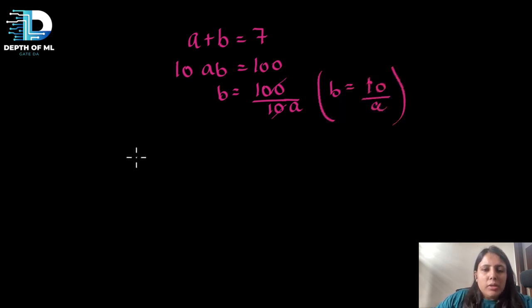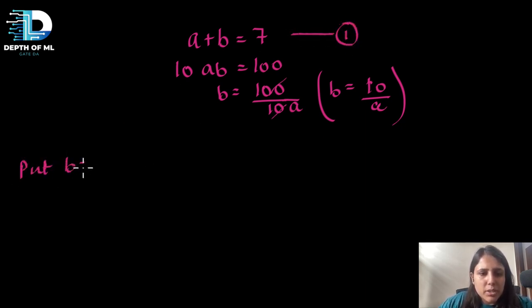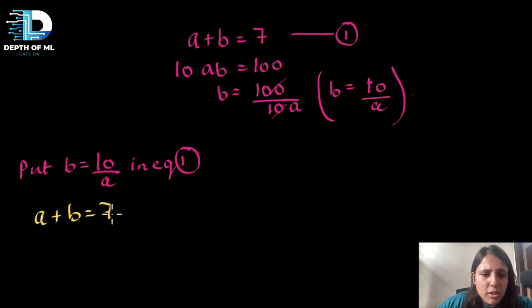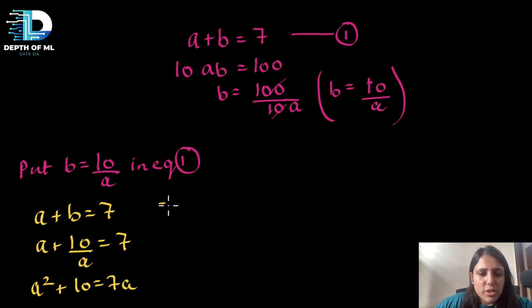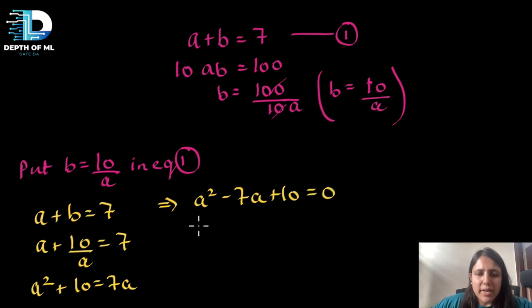Okay, now let me put this value in the first equation. So let's put B equals 10 by A in equation 1. We'll write A plus B is equal to 7, so A plus 10 by A is equal to 7. Then A square plus 10 is equal to 7A, which gives me A square minus 7A plus 10 is equal to 0.